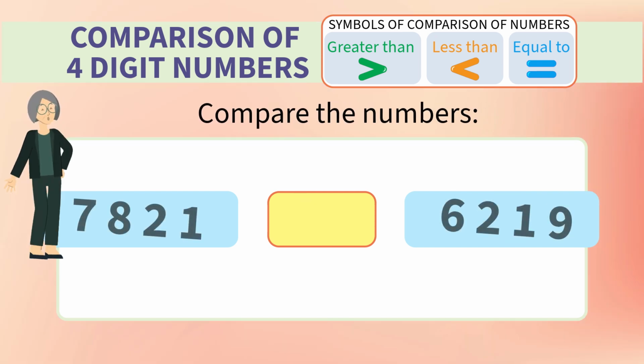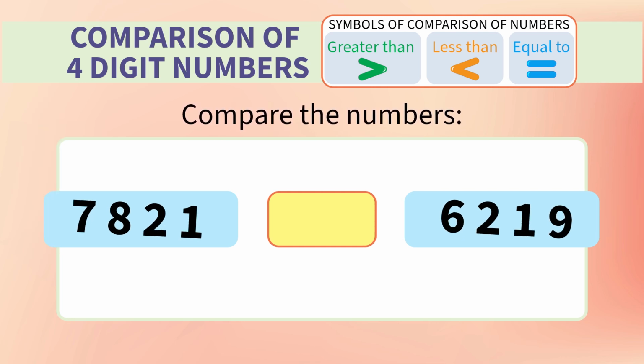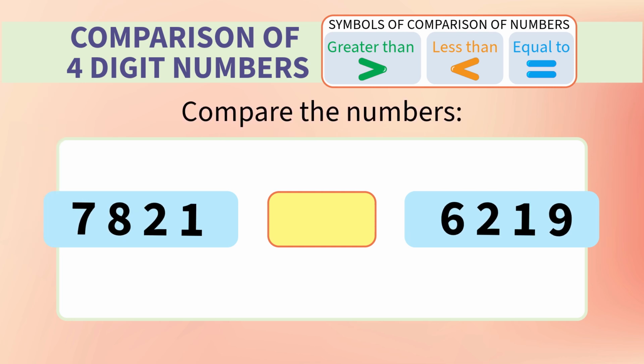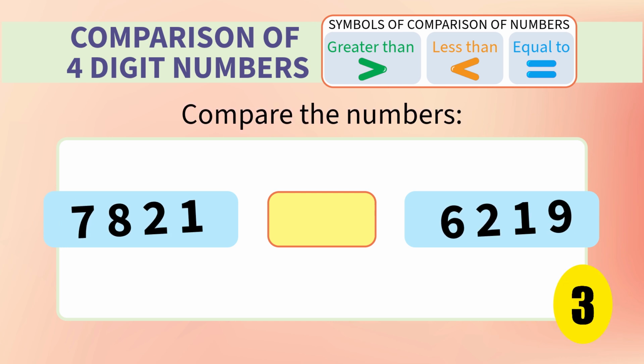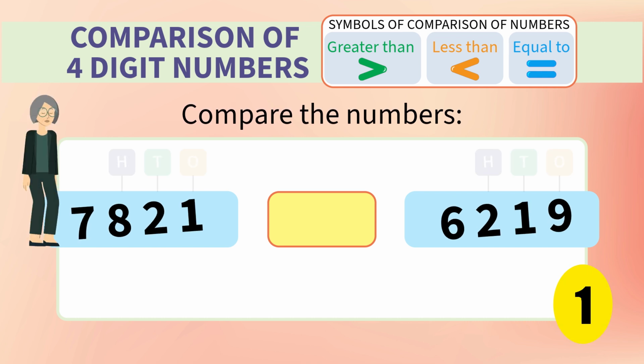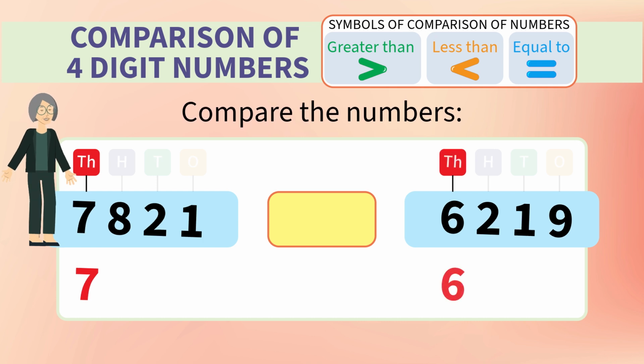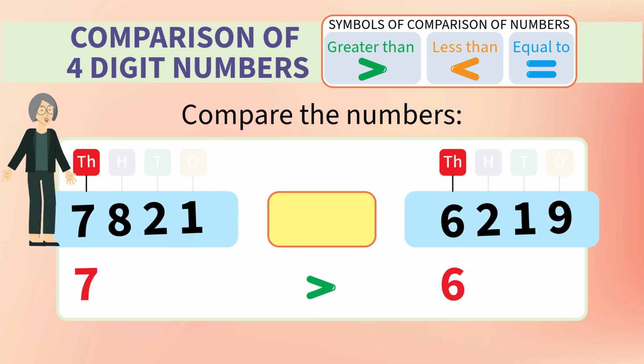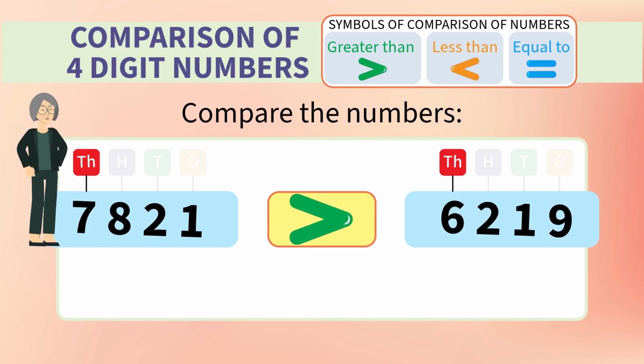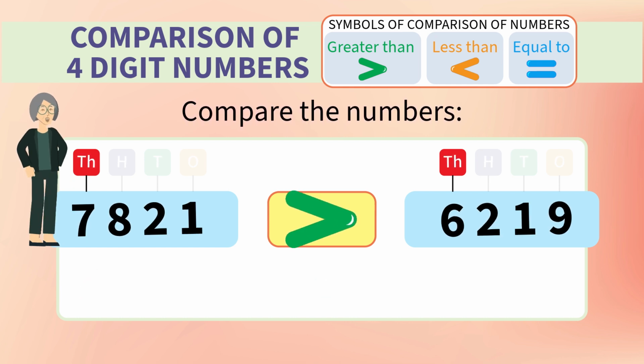Compare 7821 and 6219. Comparing highest place value, thousands, we have 7 greater than 6, so we don't compare any more digits. 7821 is greater than 6219.